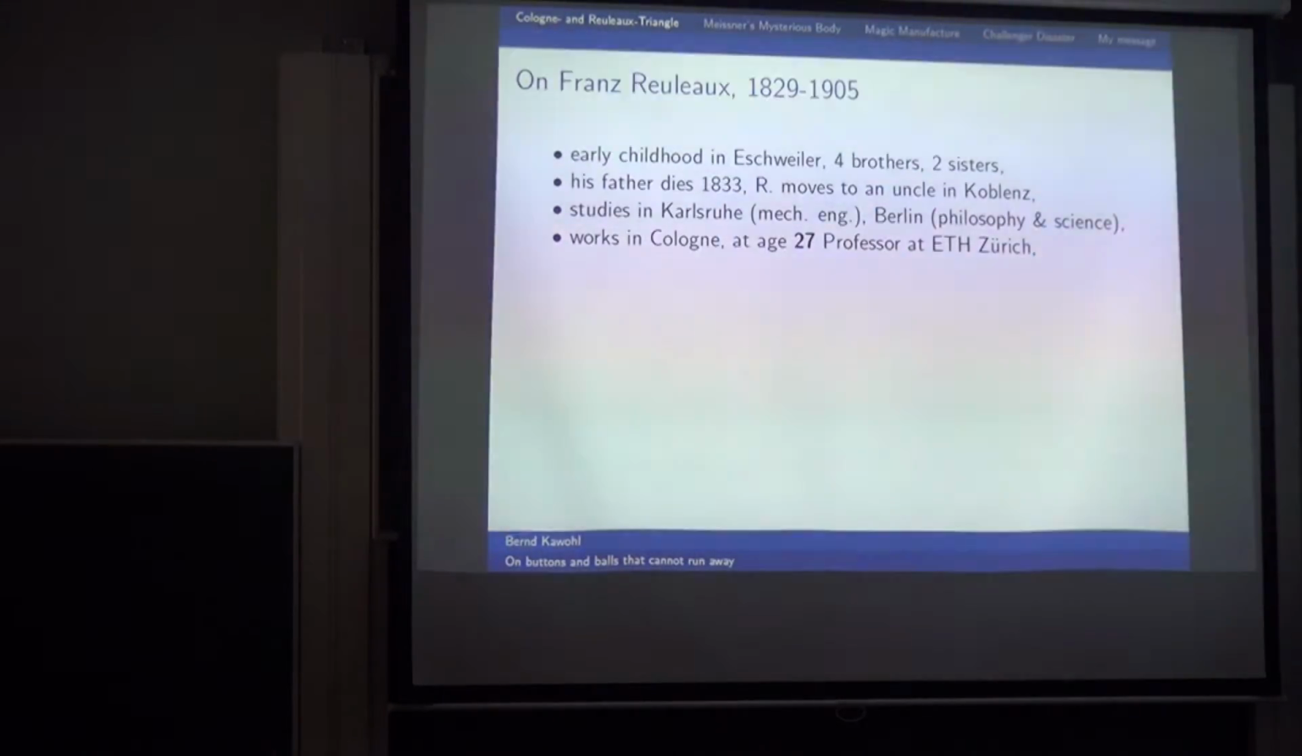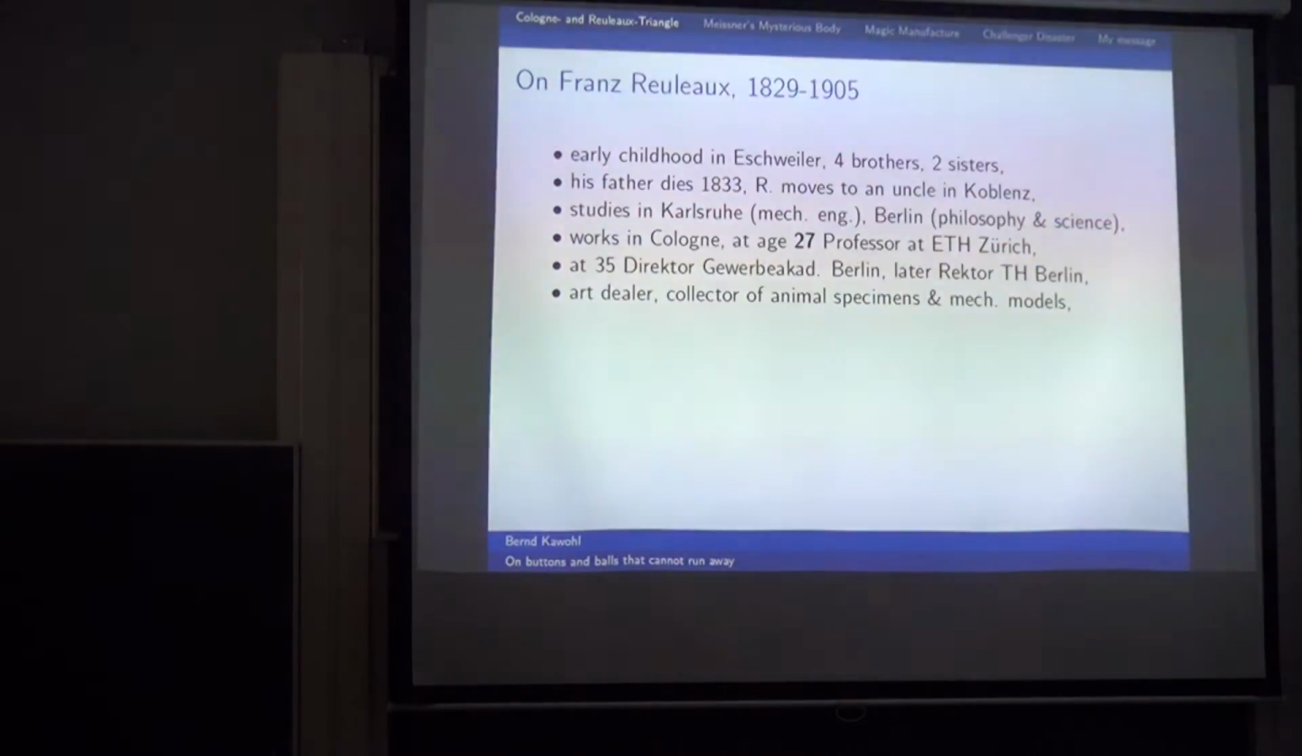At the age of 27, he became professor at the Polytechnicum in Zurich, which is now the ETH in Zurich. When he turned 35, he became director of some academy in Berlin, which is now the Technical University of Berlin. And he was an interesting character. He was an art dealer. He sold paintings to the German emperor.